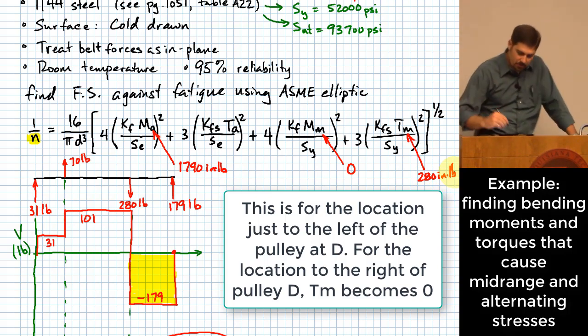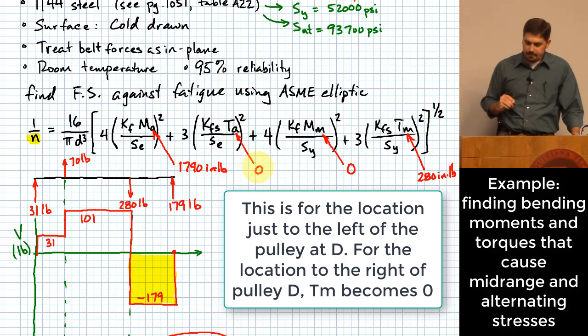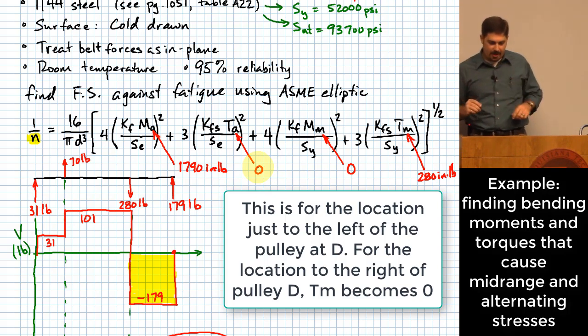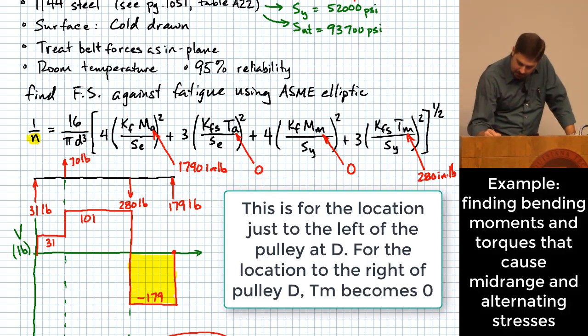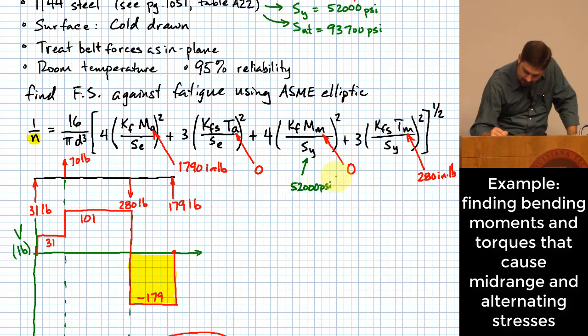And T sub A is going to be what? 0. All right. We're actually further along than you might think. S sub Y is 52,000 psi. 52,000 psi here.